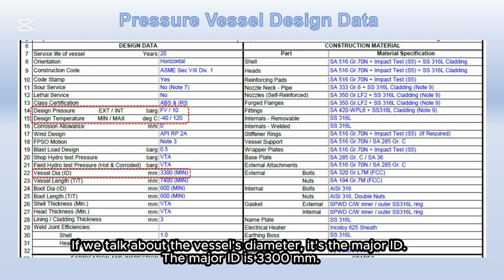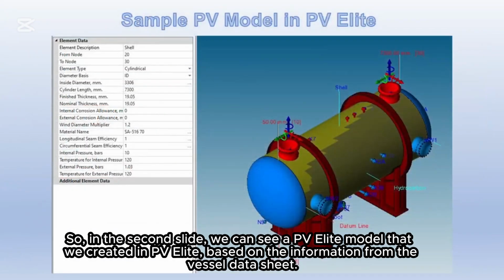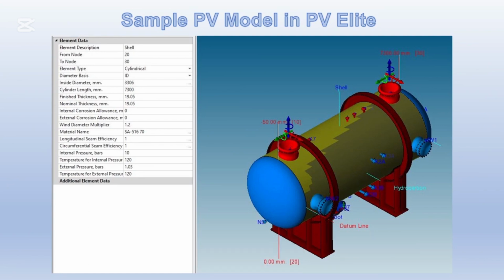If we talk about the vessel's diameter, it's the major ID. The major ID is 3,300 millimeters. Another point is the material of the actual major component. The shell and head are to be made of SA516 grade 70 as requested by the client. So, in the second slide, we can see a PV Elite model that we created in PV Elite based on the information from the vessel datasheet.